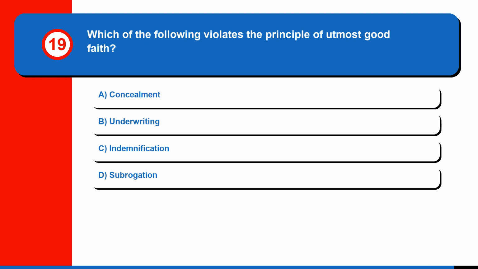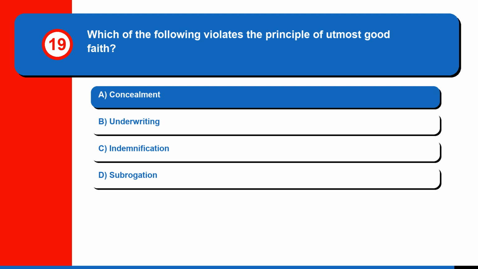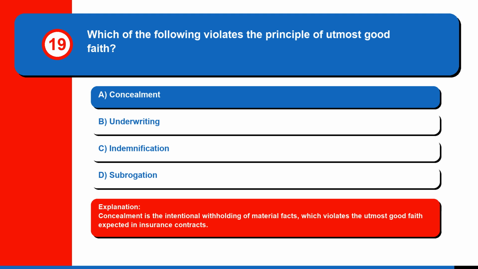Question 19. Which of the following violates the principle of utmost good faith? A. Concealment, B. Underwriting, C. Indemnification, or D. Subrogation. The correct answer is A. Concealment. Concealment is the intentional withholding of material facts, which violates the utmost good faith expected in insurance contracts.